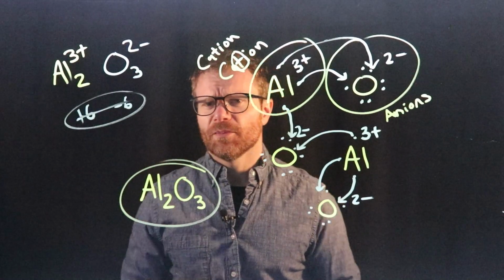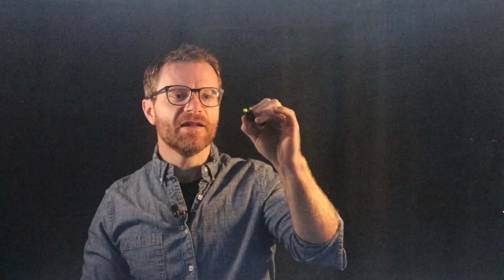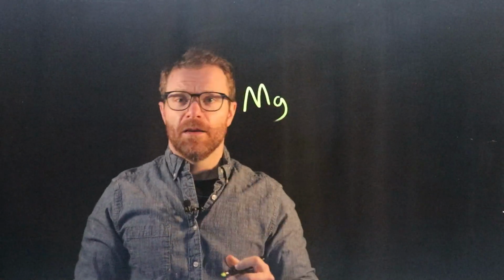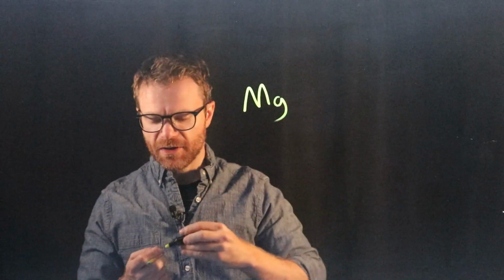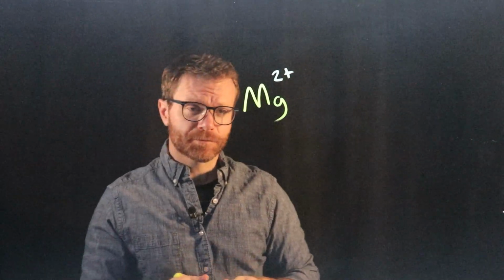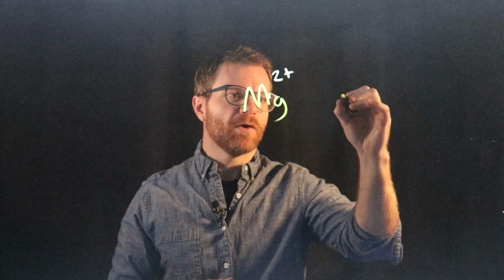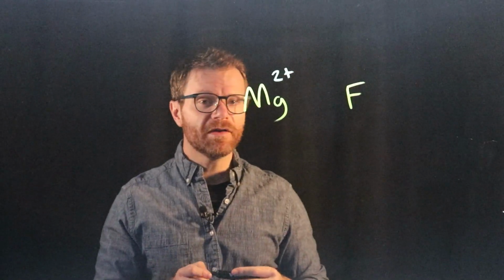I'll show you another example real quick. If I gave you the example, for example, of magnesium fluoride, you could just do it this way. Magnesium has 2 valence electrons, so it's going to lose those 2 to become stable, giving it a charge of +2. Fluorine has 7 valence electrons. It's going to gain 1 to become stable, giving it a charge of -1.